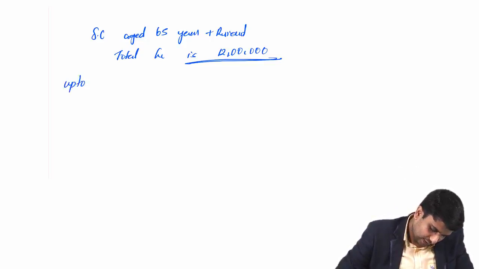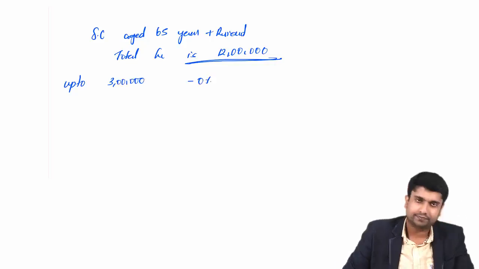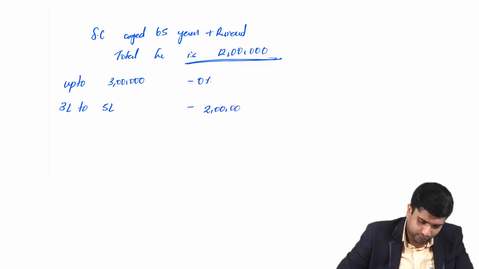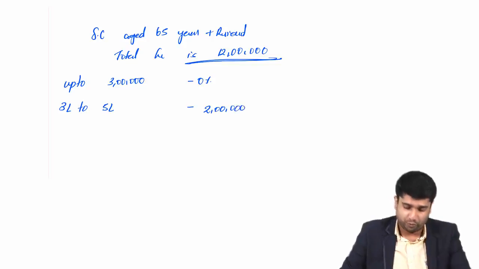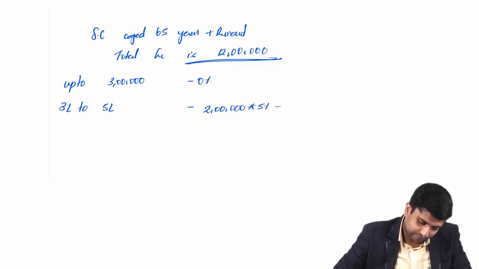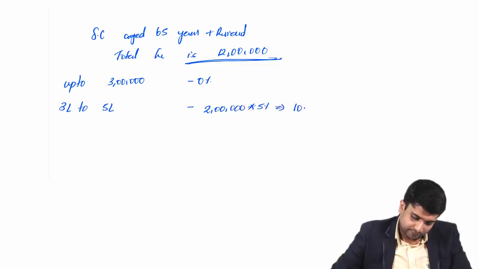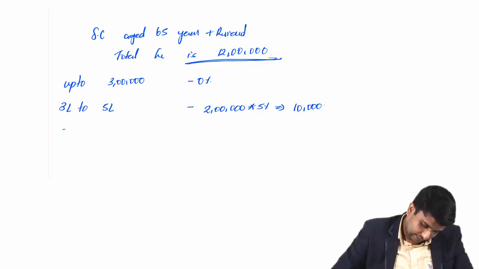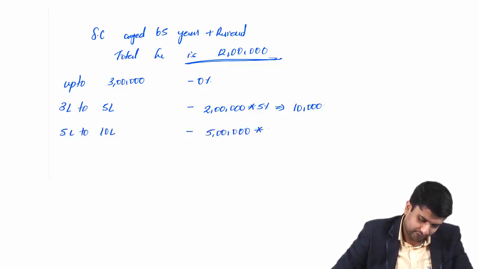Up to 3 lakhs, your rate of tax is 0%, right? Then from 3 lakhs to 5 lakhs, there is an amount of 2 lakh rupees. From 3 to 5, there is an amount of 2 lakh into 5%, and it will be 10,000 rupees, right? Then from 5 lakhs to 10 lakhs, 5 lakh is the amount coming from 5 to 10, at 20%.